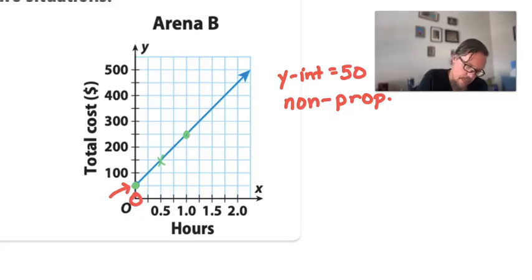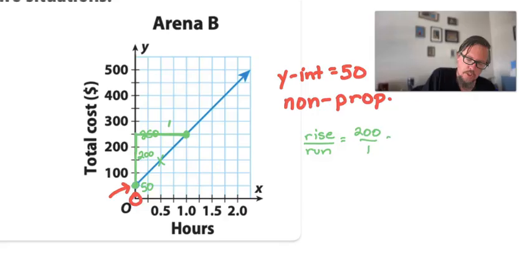Okay, so what's the rise from here to here? What are we going up right here? So we started at 50 and we went up to 250. In between 200 and 300 is 250. So if we went from 50 to 250, that's a rise of 200. And then our run goes from 0 to 1. So we have a run of 1. So our rise over run is 200 over 1, which is just 200.